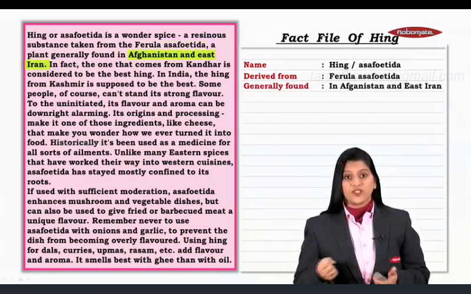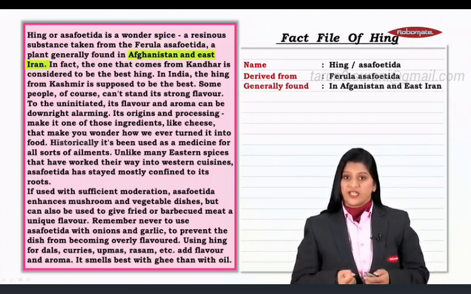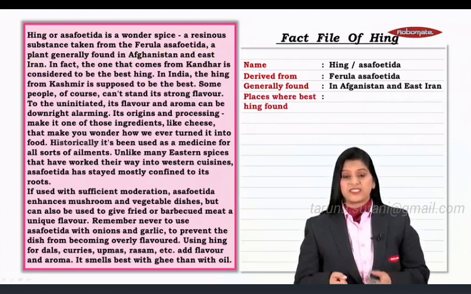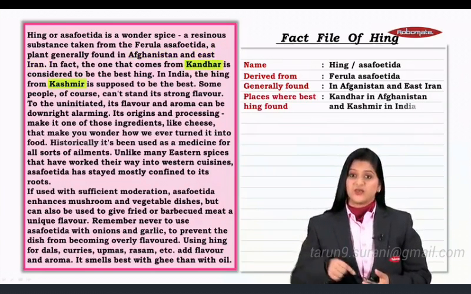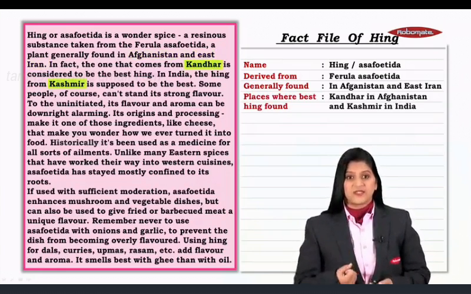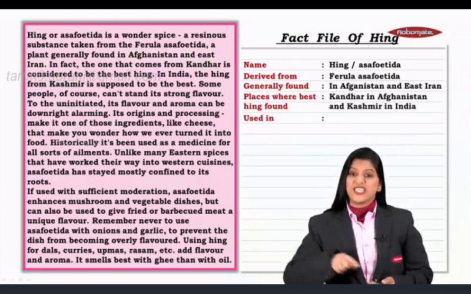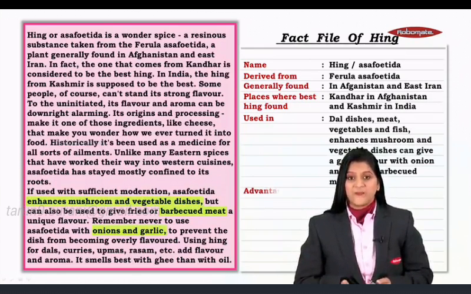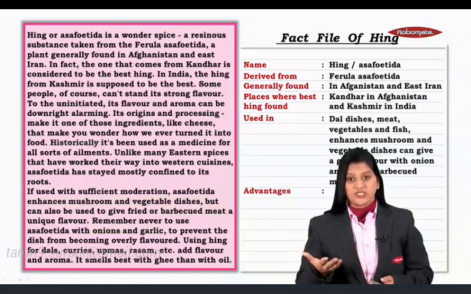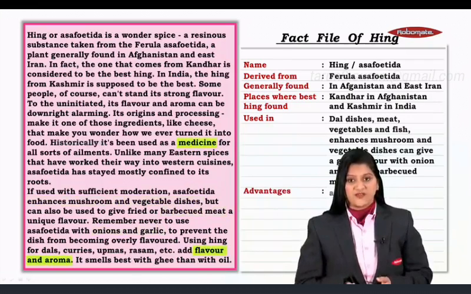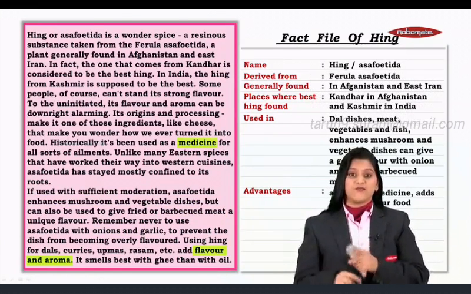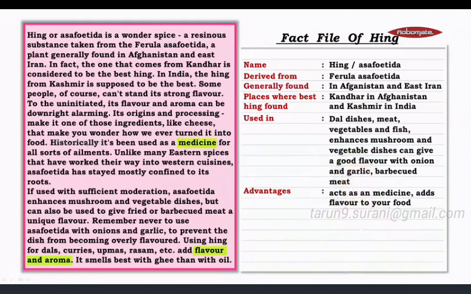Similarly, you will have other points like generally found in. Quickly look for which places it is found in. Alright, you put that information. Again, places where best Hing is found. Again, you can pick certain names and put them. Used in, and then there are certain dishes mentioned. Then advantages. There are advantages of Hing given here and they are not in the same place. So you will pick them from different places. This is where the reading is important.